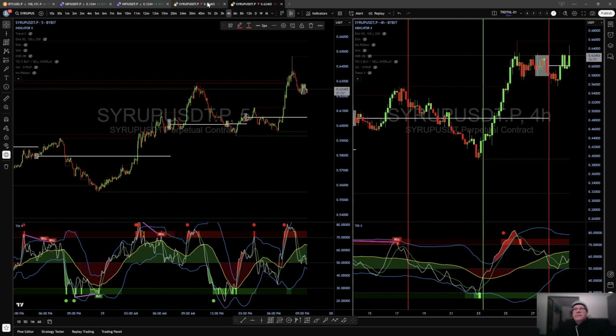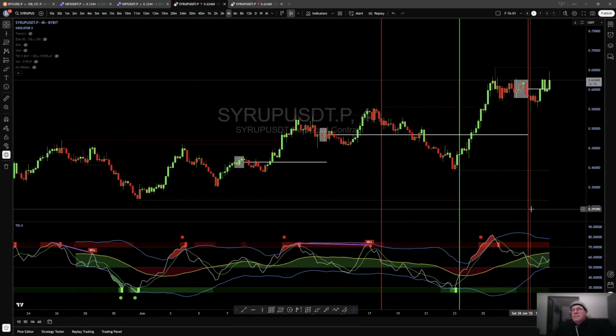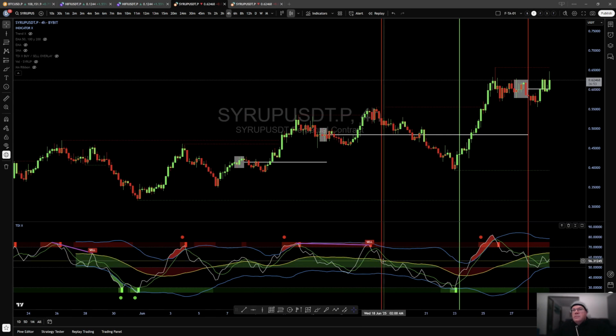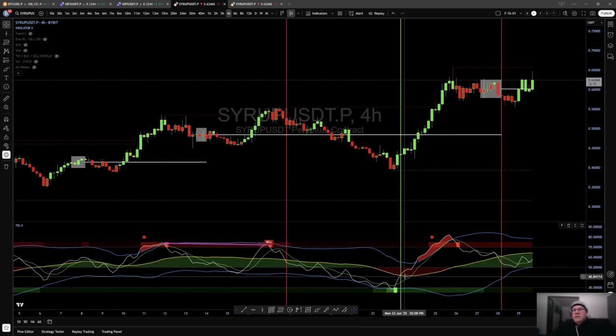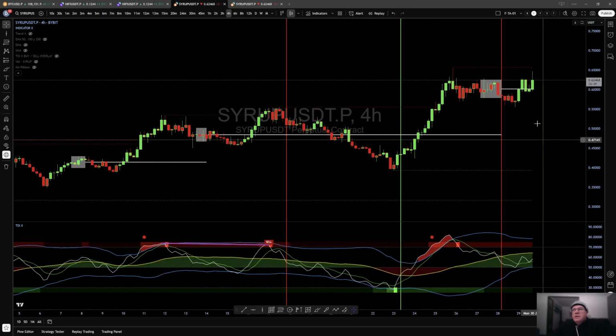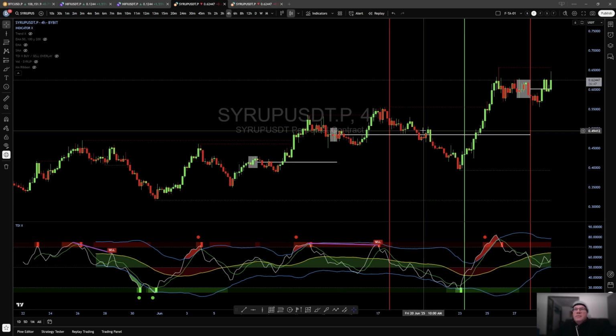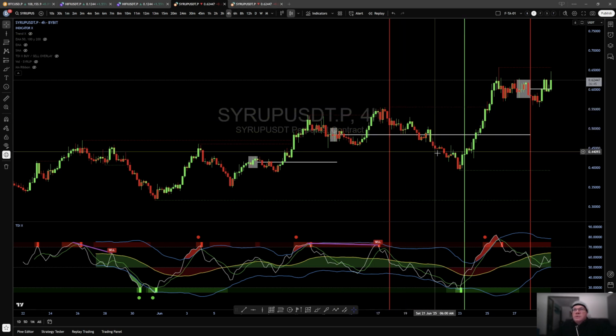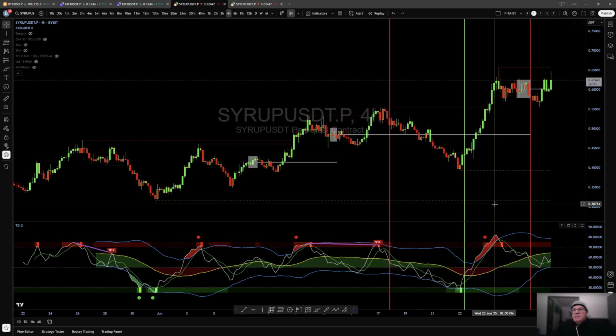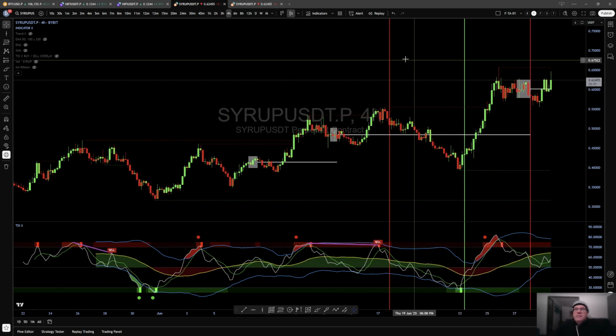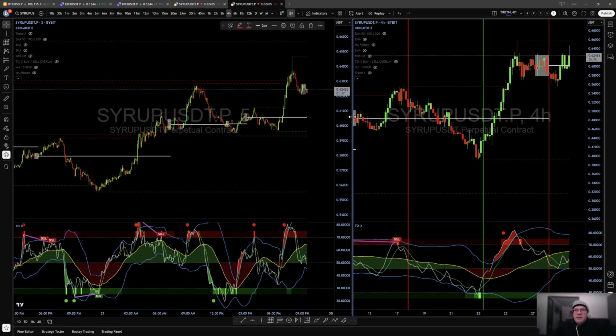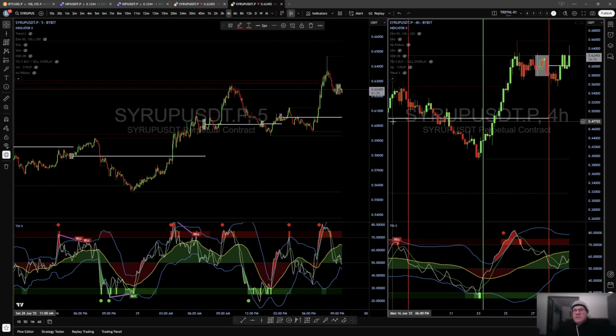So as you can see here, I got a red line where it crosses downward, and green when it crosses up. And so now I'd be looking for shorts in this bearish sentiment and longs in this bullish sentiment. And then I just go down and I start looking at the 5-minute for my time frame for my entries.